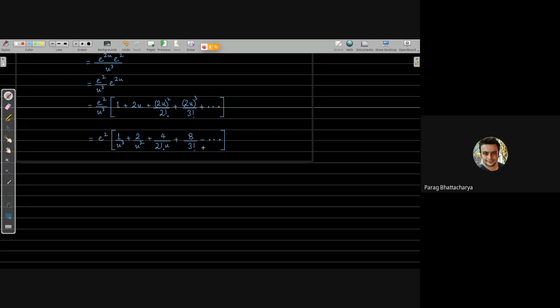Next term, let's just get one more term here so that it becomes clear. What will be the next term? Just maybe a couple of terms we'll get here. The next term will be twice u to the power 4 by 4 factorial. And one more, twice u to the power 5 by 5 factorial. So this is what it's going to be. What will be the next two terms here?